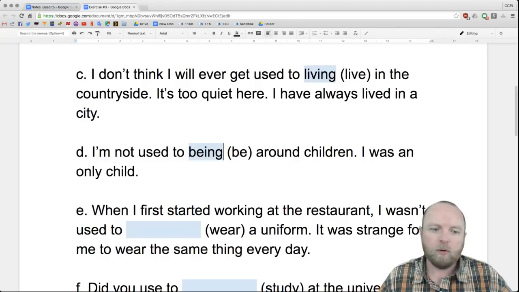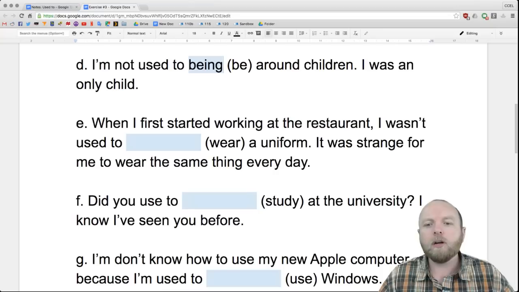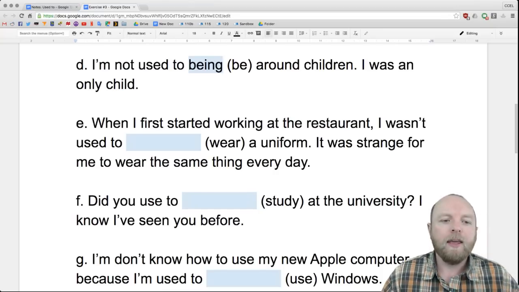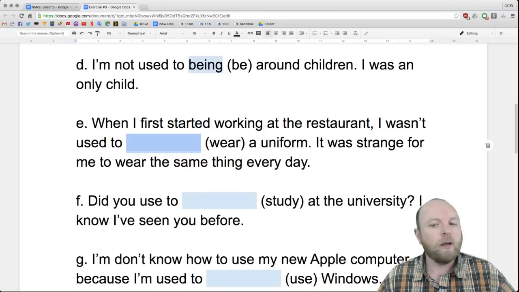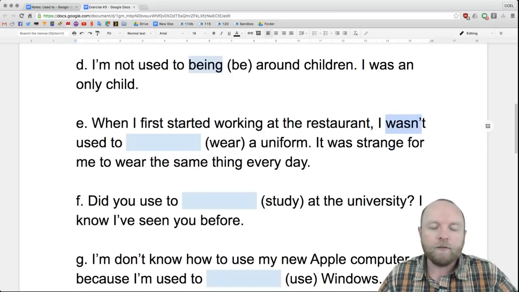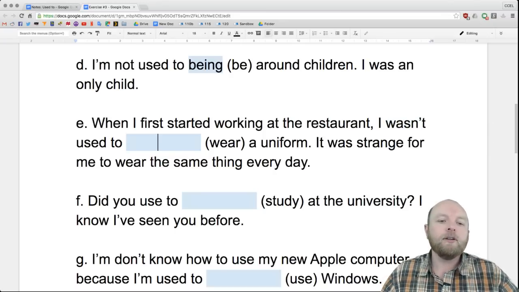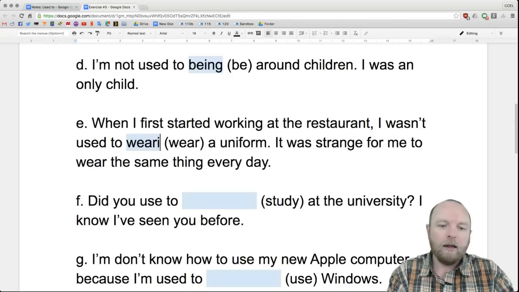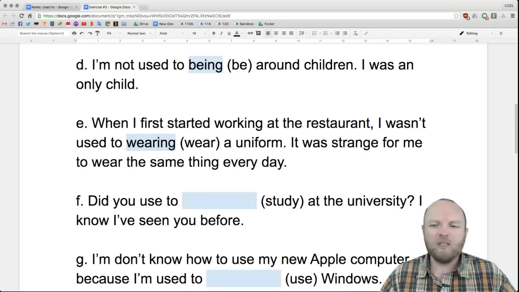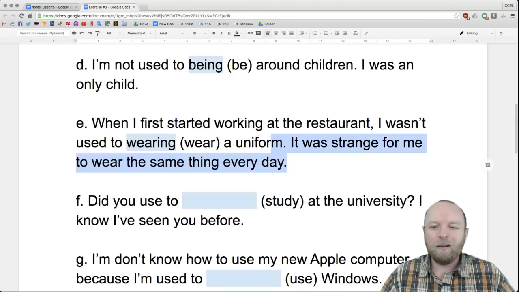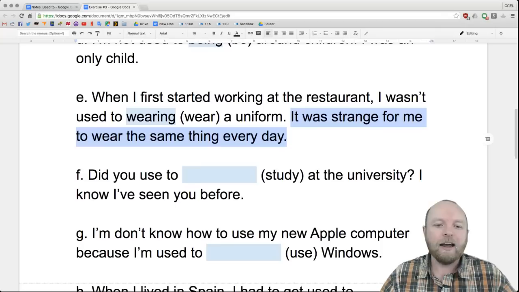Abovsky, no. Okay. When I first started working at the restaurant, I wasn't used to. Be used to. It's not comfortable for me. I wasn't used to wearing a uniform, right? It was strange to wear the same clothes every day.